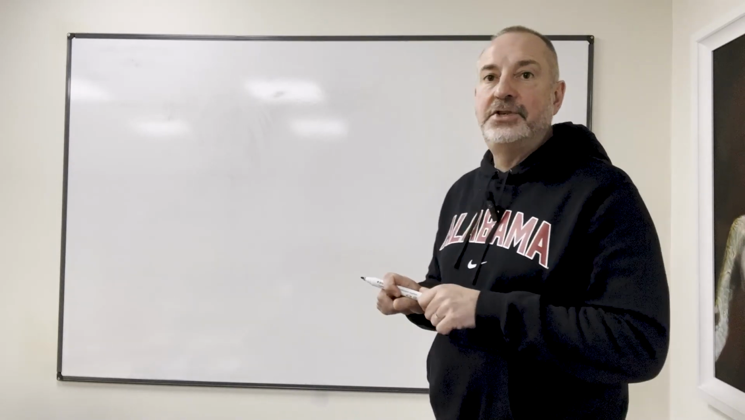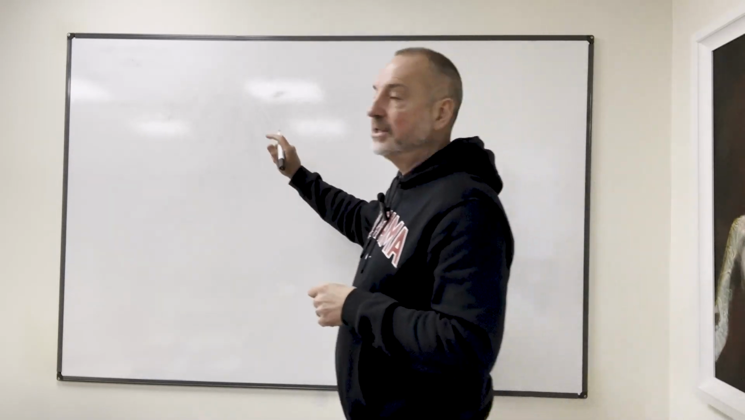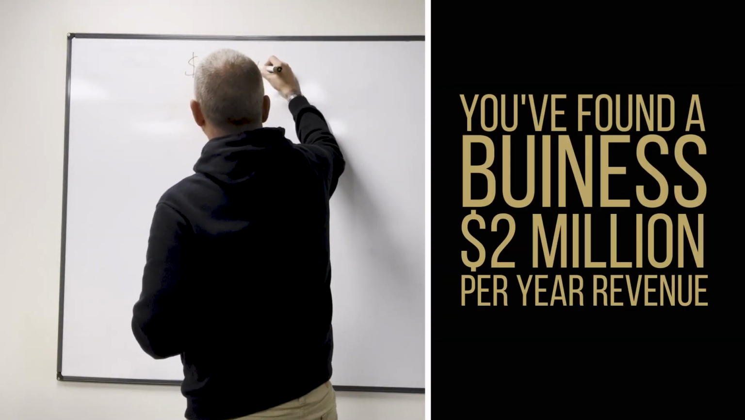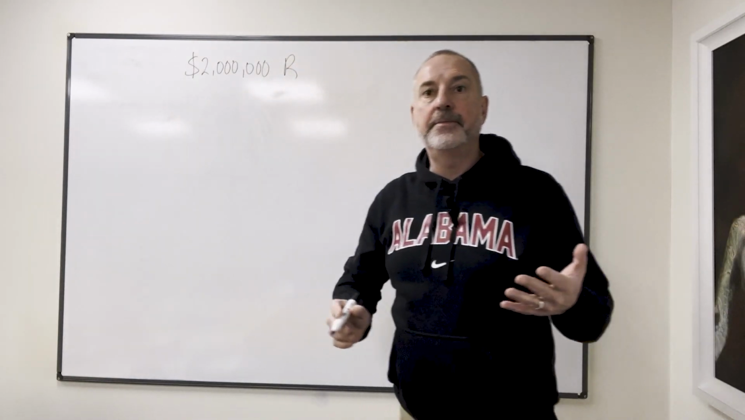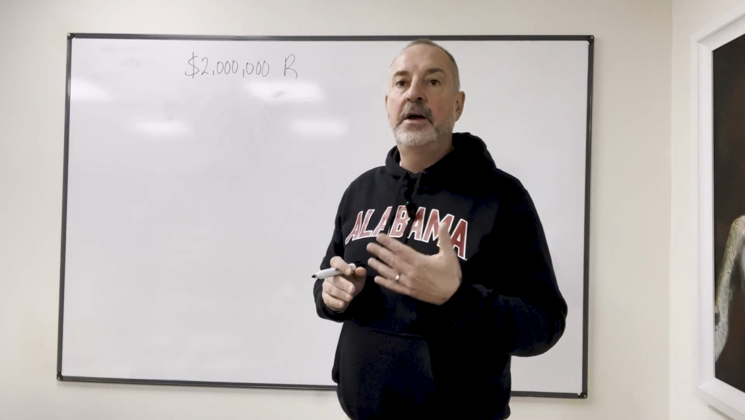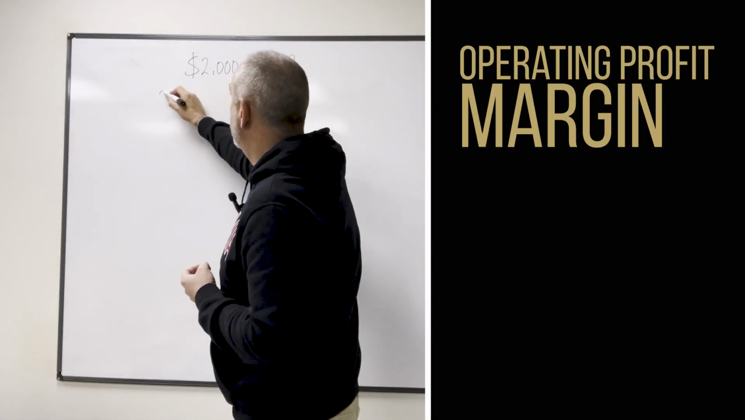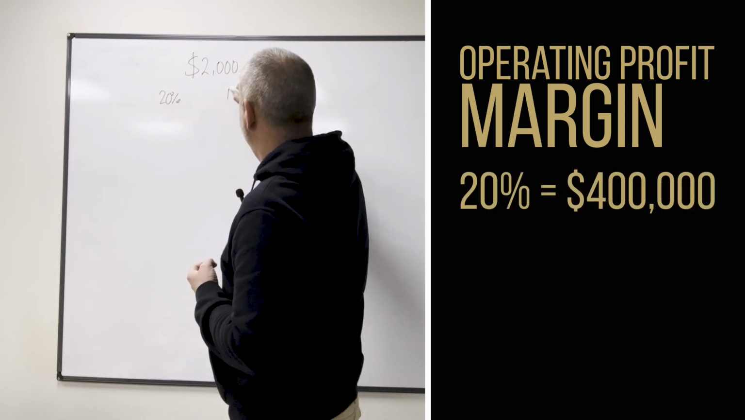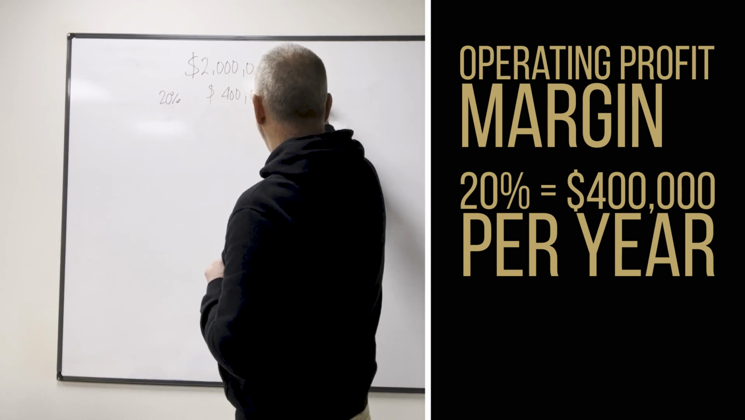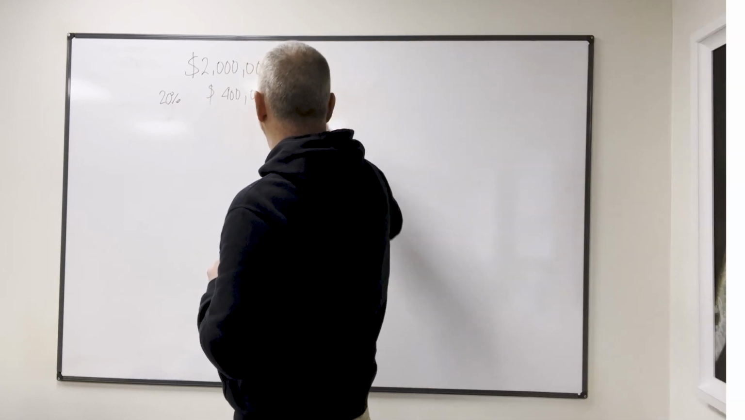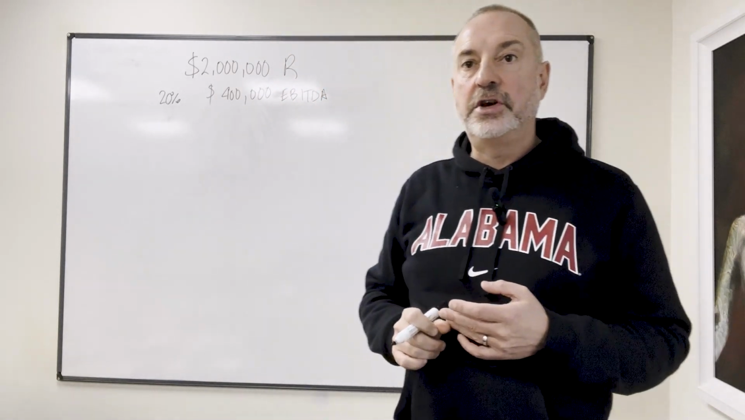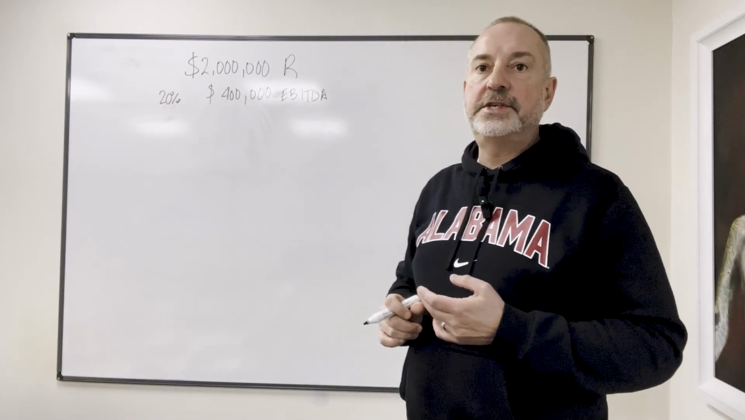I want to give you a really simple walkthrough about how this actually works. So let's imagine you've gone and found a business and it's doing $2 million per year in revenue. Okay, so that's really good. And then let's assume the business has a 20% operating profit margin. So a 20% margin would be $400,000 per year. We're going to use the term EBITDA. That's the profit measure we're using: earnings before interest, tax, depreciation, and amortization of goodwill. So $400,000 is the EBITDA.